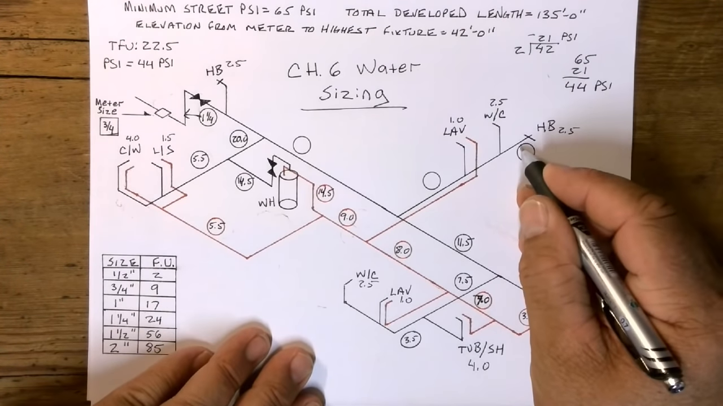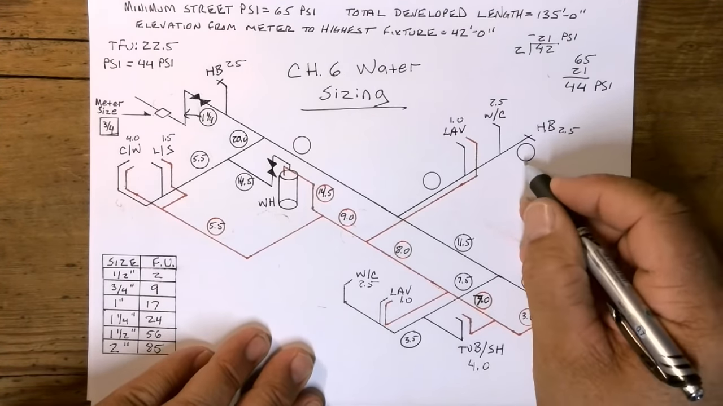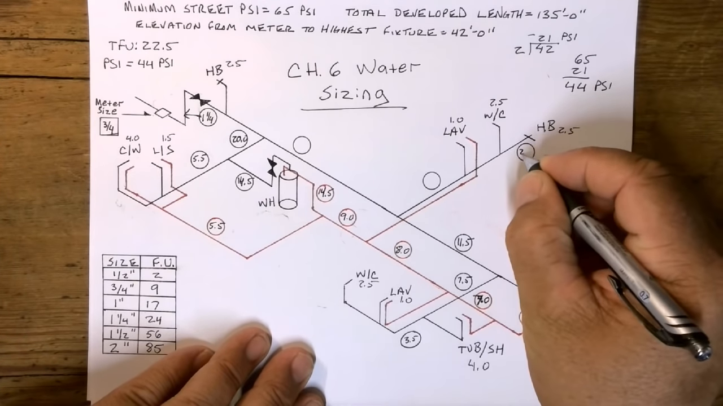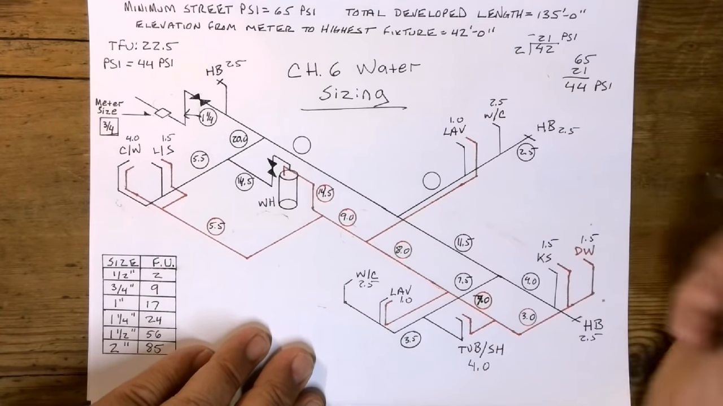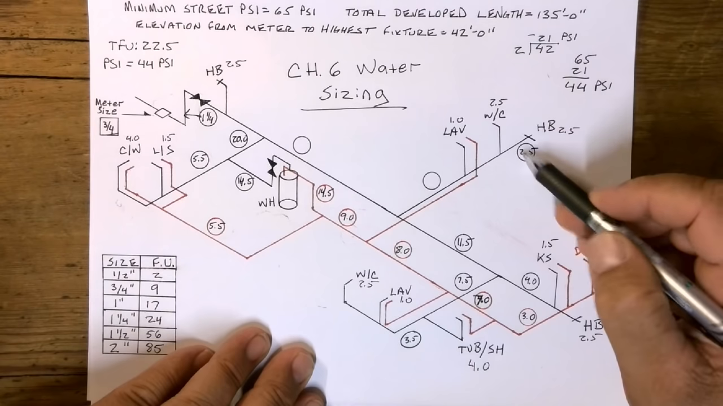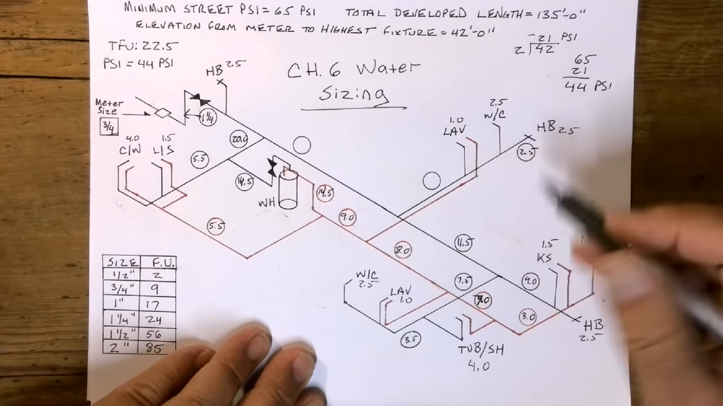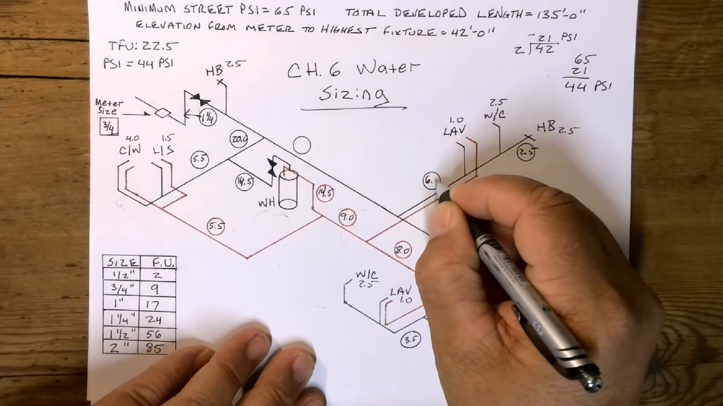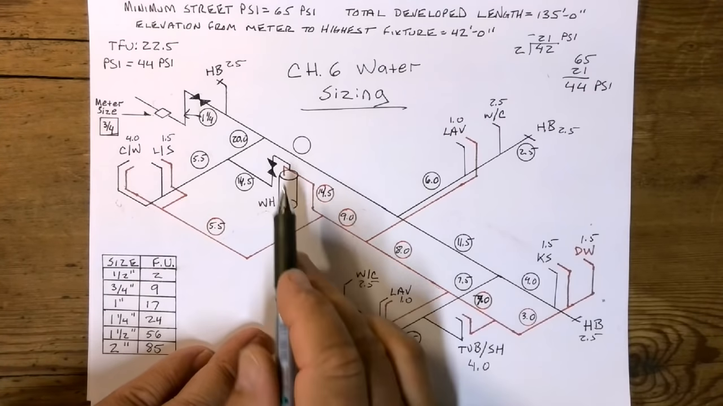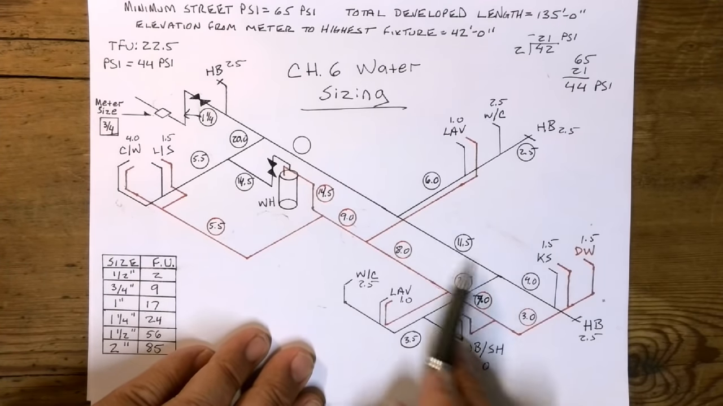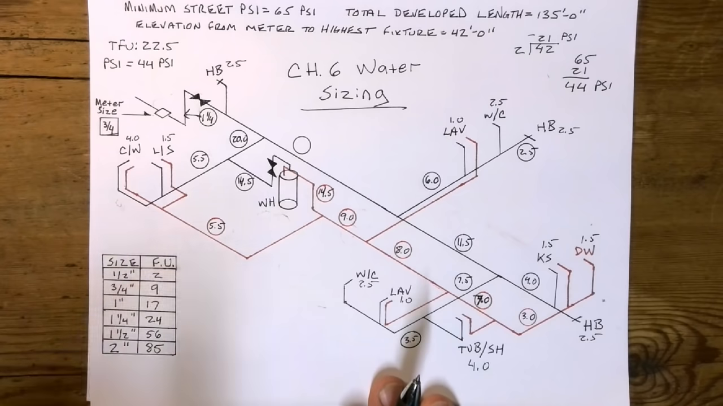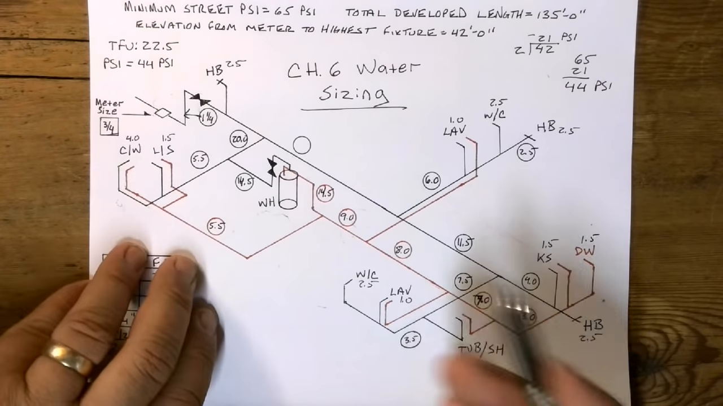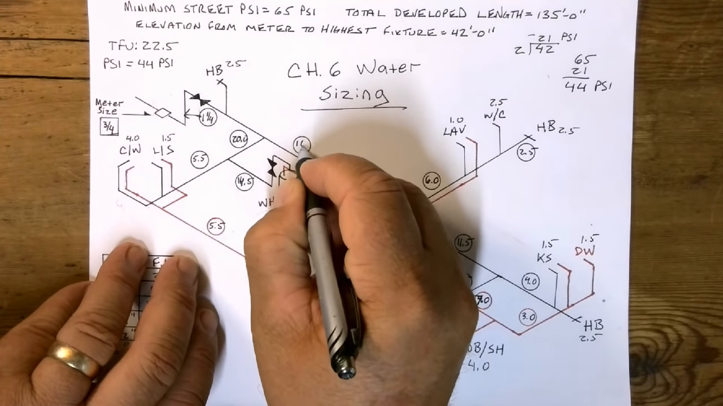This value here, guess what? It's right there. It's a hose bib, right? It's 2.5. 2.5 plus the water closet, that's what? 5 plus 1, that's 6. So what's this one going to be? I got 6 this way, I got 11.5 this way. What's it going to be? I'll tell you what it is. It is 16.